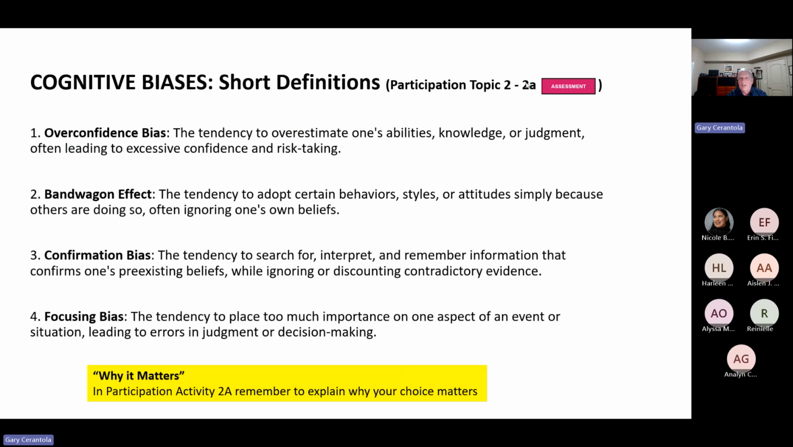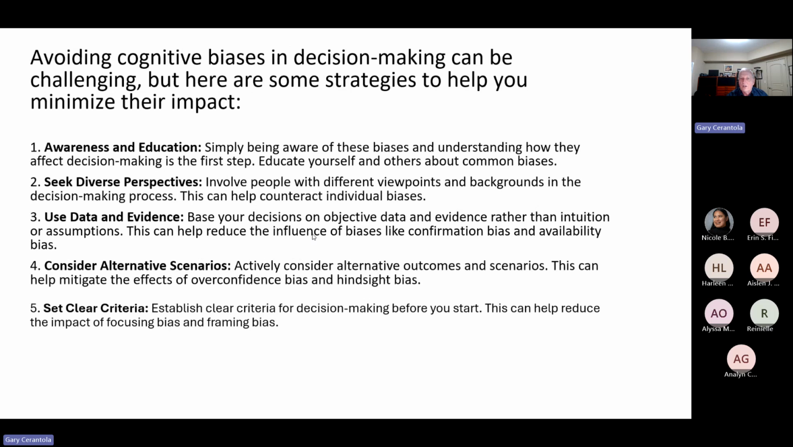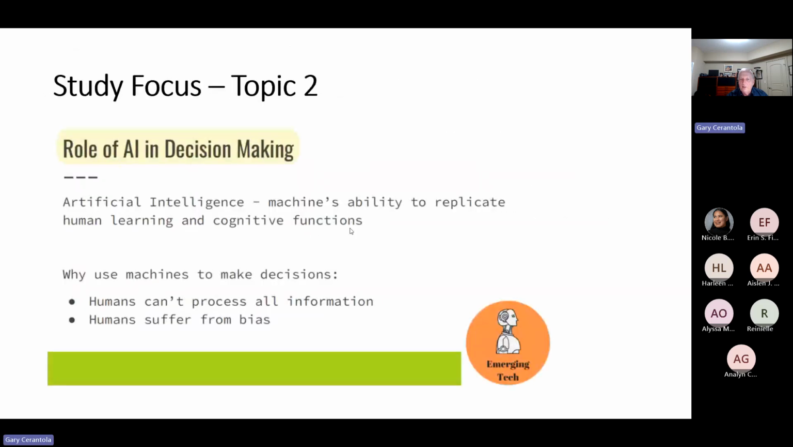So you say, okay, the cognitive bias that I've chosen is overconfidence bias, and this is what it does. And this is why I've chosen it, based on a previous experience, or because I think this is one of the more prominent types of bias that business people encounter. That's really what I'm asking you to do in this participation 2A.